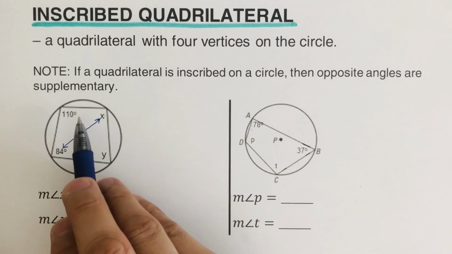On the other hand, these two here are also supplementary. That means we add them together and set them equal to 180. We can set that up as y plus 110 equals 180. From here we subtract 110 from both sides. Then we are left with y equal to 70. So this is our value for y, which is 70 degrees. This makes sense because 110 plus 70 equals 180.